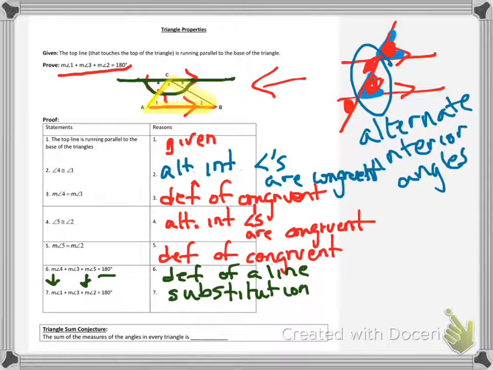And there's nothing special about that particular triangle. We could do the same proof for any triangle just by balancing a parallel line on the top. So the triangle sum conjecture says that the measures of the angles in every triangle add up to 180 degrees.